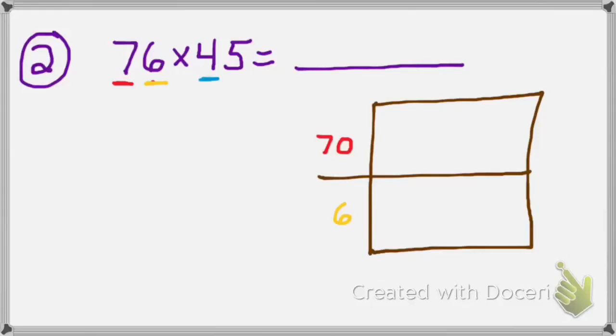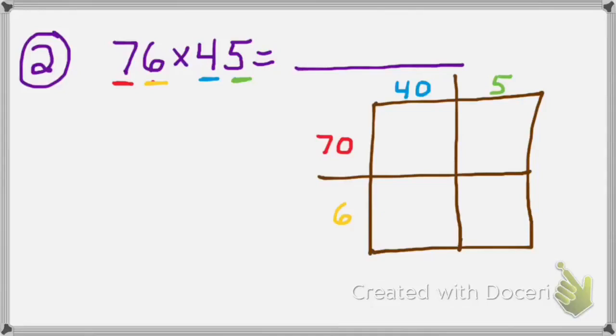The first digit is a 4. It's in the tens column. It has one digit after that, so I'll put a 4 with 1 0. The next digit, 5, has no digits after it because it's in the ones column, so I'll simply write the 5. Take my pencil, separate the numbers to divide the box.